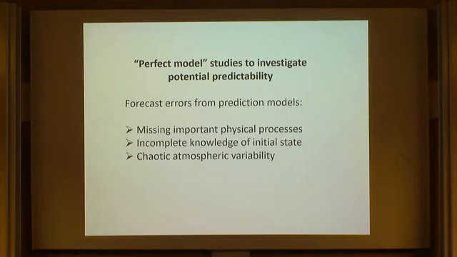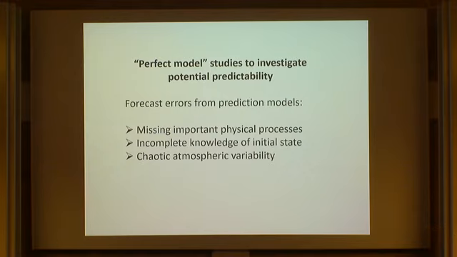When we have, for example, a prediction model system and we have forecast errors, there are different kinds of sources of these forecast errors. It is possible that in the prediction model we use, important physical processes are missing. It is also possible that we don't know the initial state correctly, which can have an impact. And of course, there is the chaotic behavior of the atmosphere on timescales of more than 10 days.